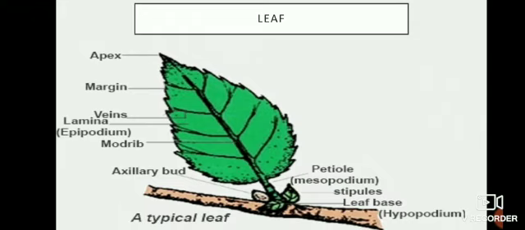Now we can observe that the leaf is attached with a stem with the help of a structure called petiole, and the leaf is also having a leaf base. At this place there are also some stipules, and the leaf is green in color because of the presence of a pigment called chlorophyll, which helps in the photosynthesis process.